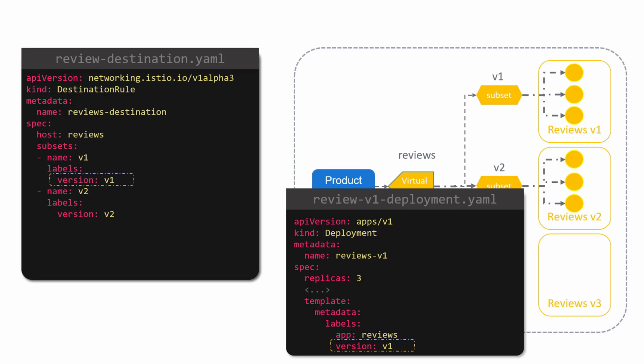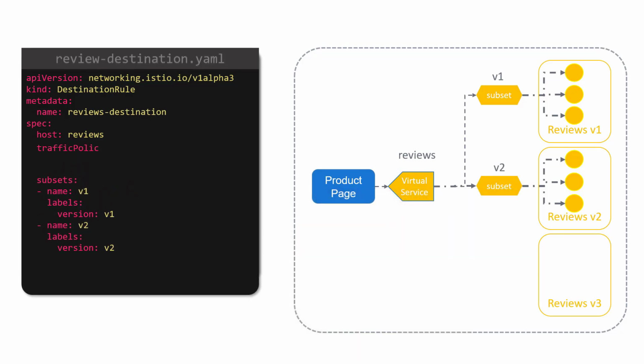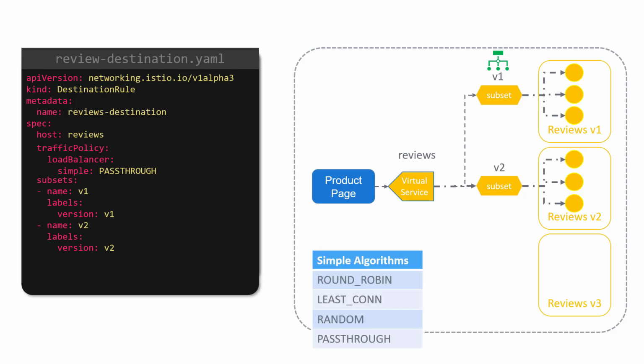By default, Envoy load balances traffic in a round-robin fashion. This can be customized through the destination rule by specifying a traffic policy of load balancer. Set the traffic policy to a simple least-connection policy. This will route traffic to the host that has fewer active requests. There are other simple algorithms such as round-robin, random, and passthrough.